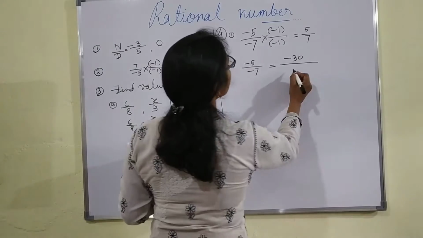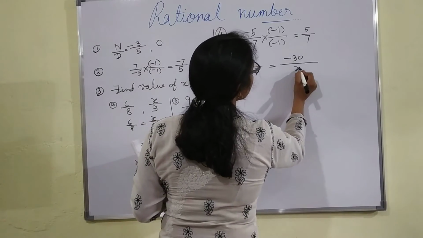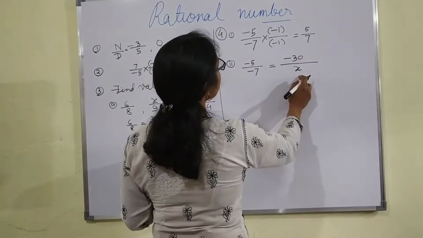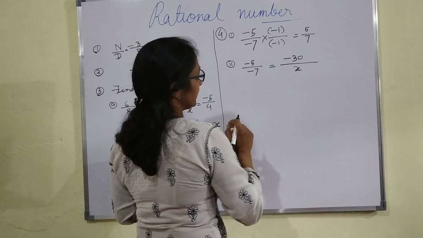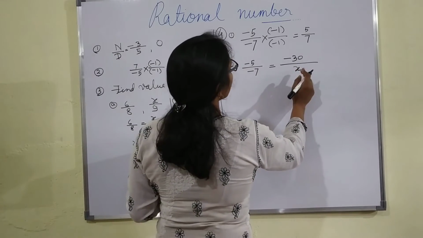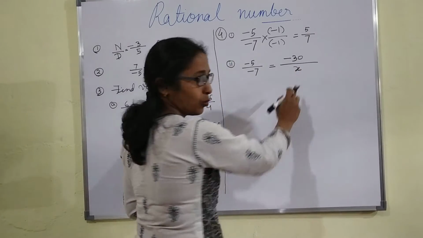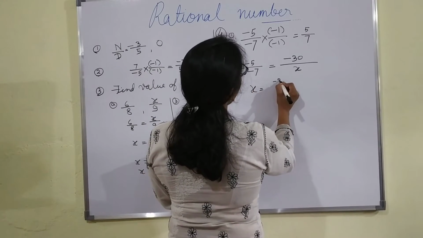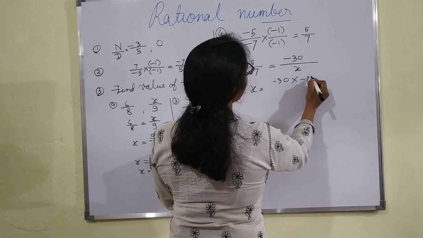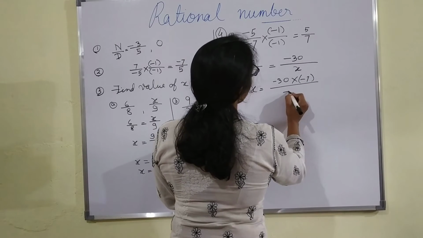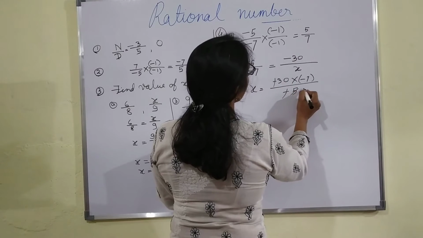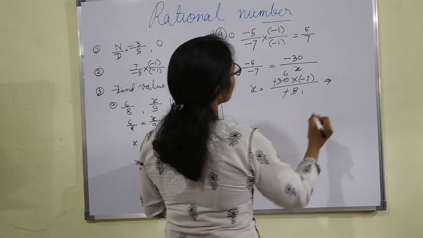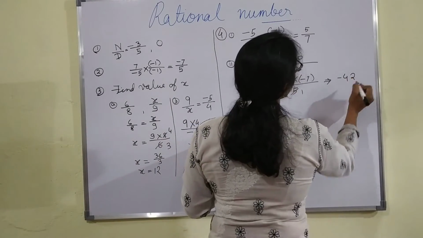Let's say the denominator is x, and we do cross multiplication. This is one method, and so we will solve it. x equals minus 30 into minus 7 upon minus 5. 5 6s are 30, so x equals minus 42.